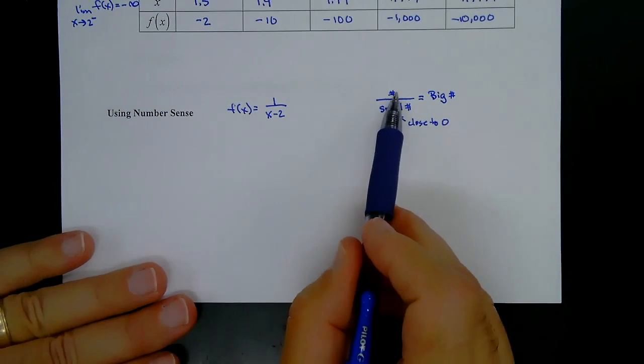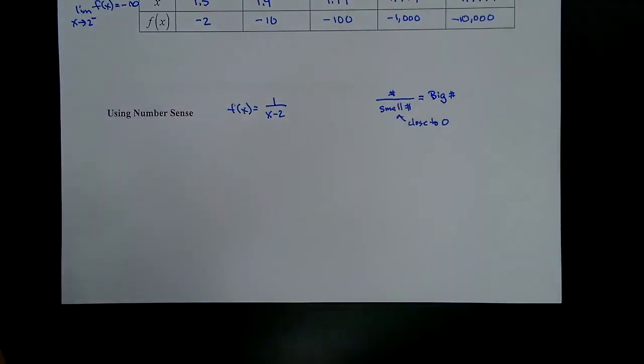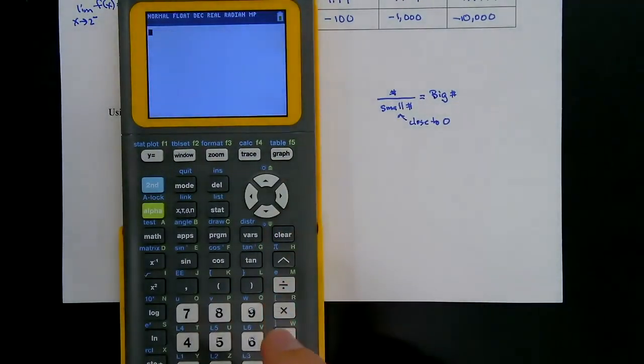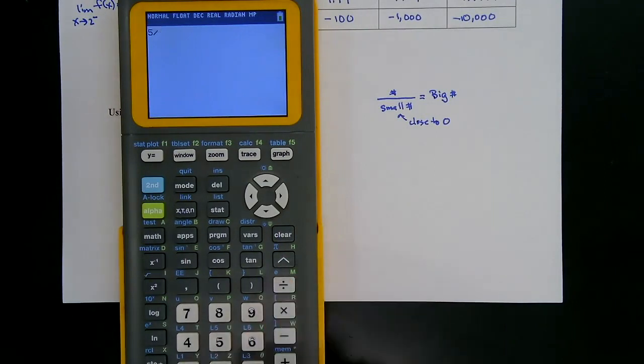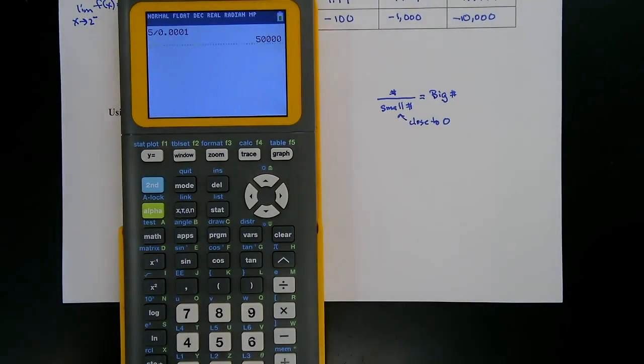Like if you take 5 and divide by 0.001, so let me grab a calculator. Usually I have my students do this with me, okay? So something like this, take the number 5 and divide by 0.0001. That's a number that's really close to 0, right? And if I press enter, I get a big number, right?